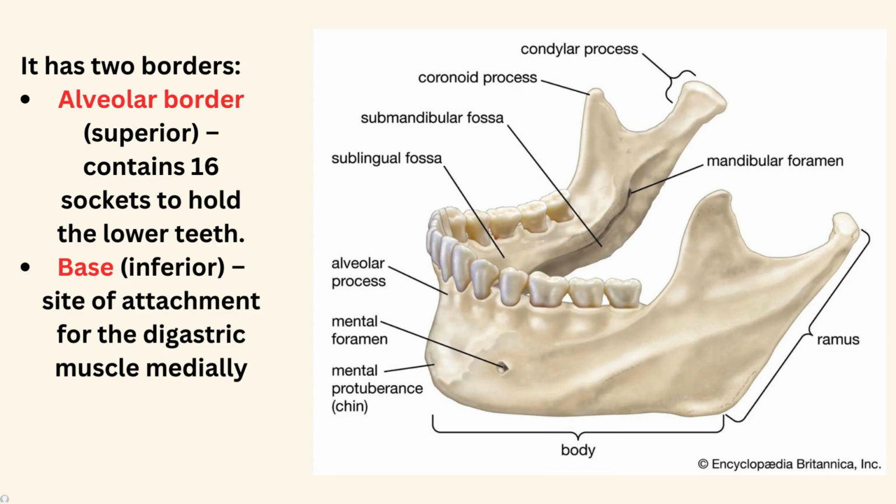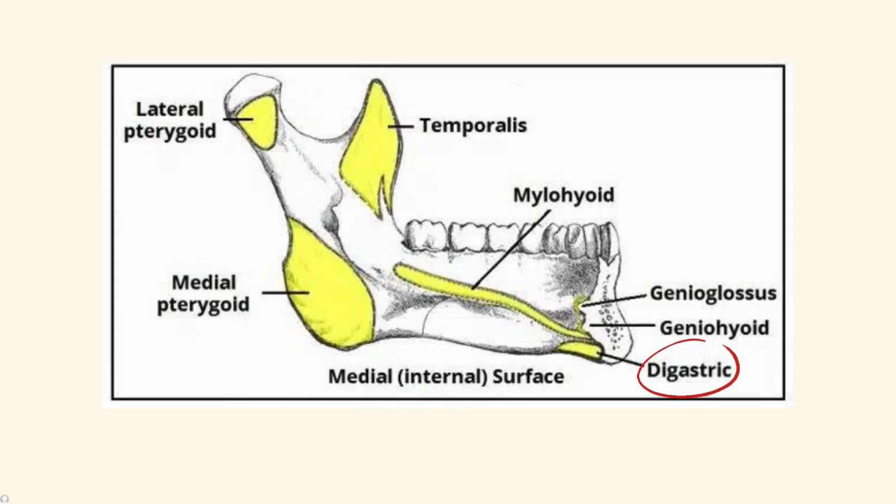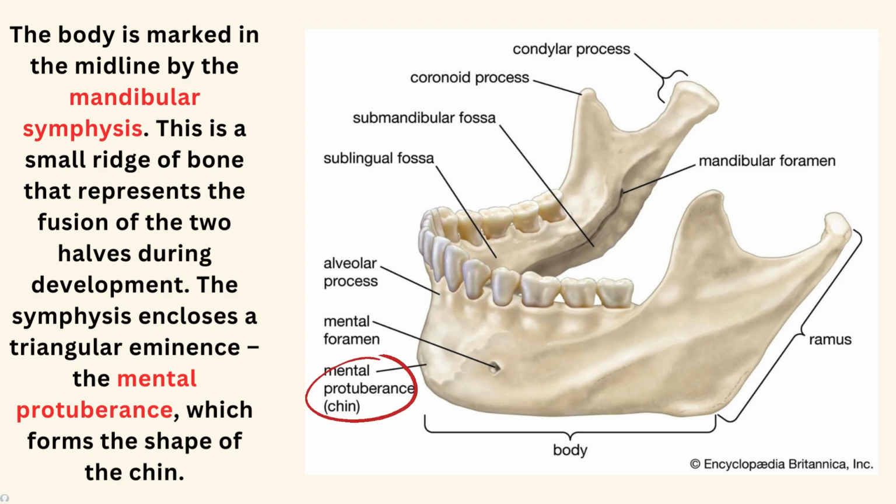In addition to that, the second border is the base. The base is the one located down, inferior. It is the site of attachment for the digastric muscle medially. Here the base of the mandible provides a site of attachment for the digastric muscle, as you can see in the picture. The body is marked in the midline by the mandibular symphysis.